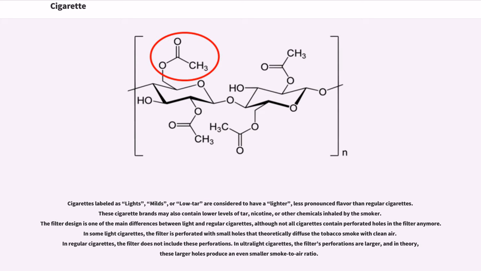Cigarettes labeled as lights, milds, or low tar are considered to have a lighter, less pronounced flavor than regular cigarettes. These cigarette brands may also contain lower levels of tar, nicotine, or other chemicals inhaled by the smoker. The filter design is one of the main differences between light and regular cigarettes, although not all cigarettes contain perforated holes in the filter anymore. In some light cigarettes, the filter is perforated with small holes that theoretically diffuse the tobacco smoke with clean air. In regular cigarettes, the filter does not include these perforations. In ultralight cigarettes, the filter's perforations are larger, and in theory, these larger holes produce an even smaller smoke-to-air ratio.